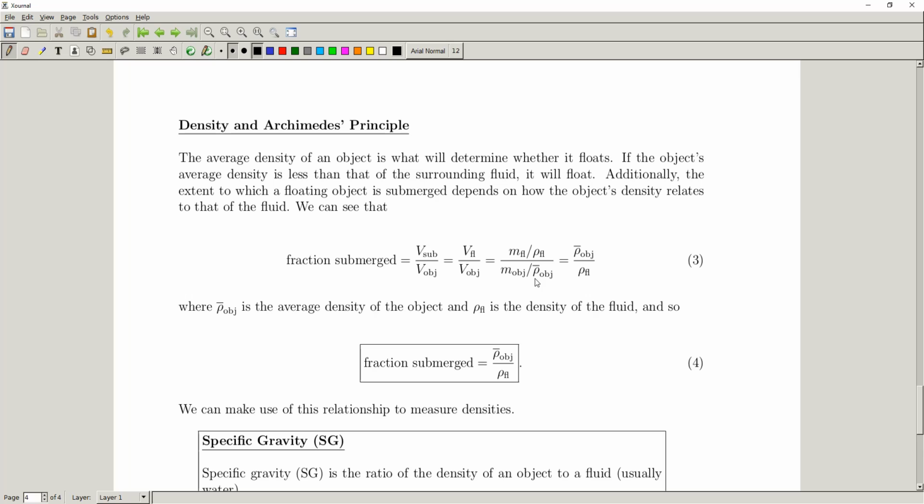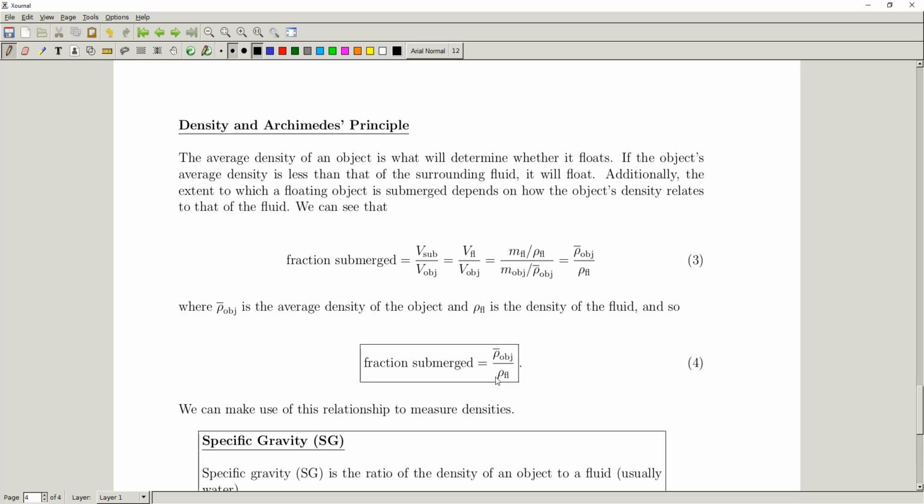We're going to find that we can simplify this whole thing, and if we do that, basically what we're going to find is that the mass of the fluid that we are displacing is going to be equal to the mass of the object, and so we can rearrange this and find this relationship here. If we clean the whole thing up, we're going to find that the fraction of the object that we have submerged is going to be equal to the average density of the object over the density of the fluid in which it's being submerged, right?